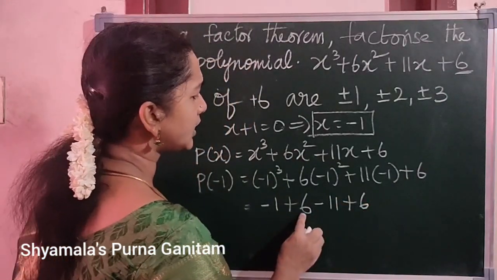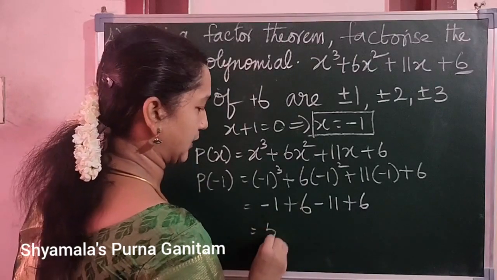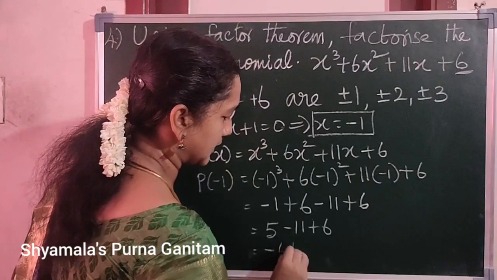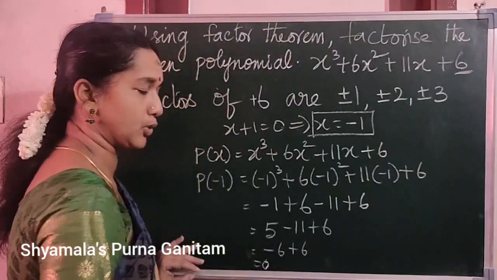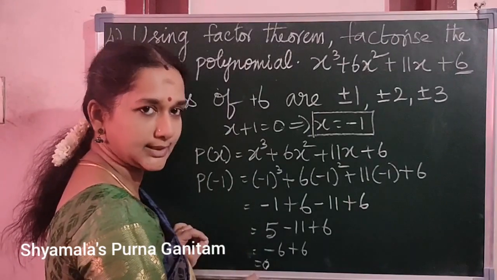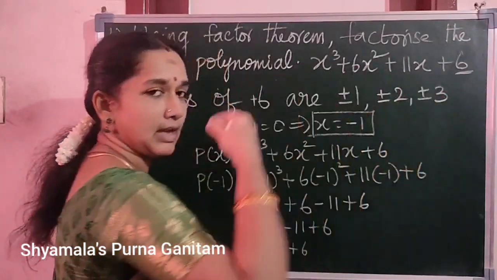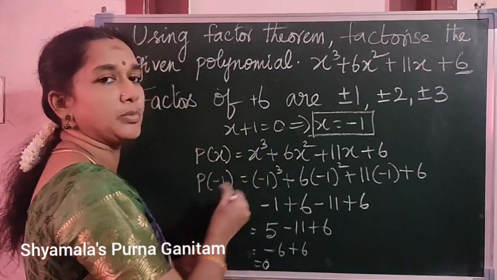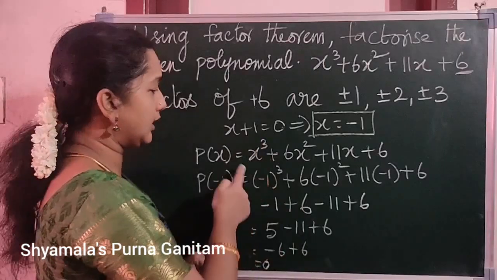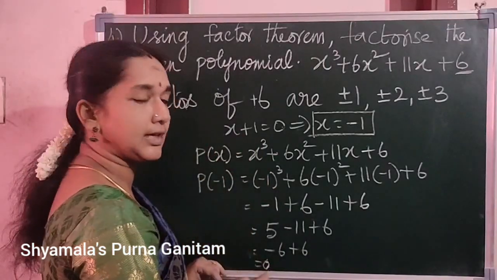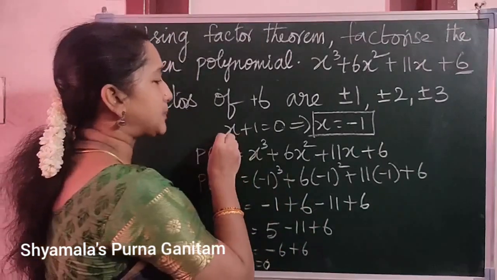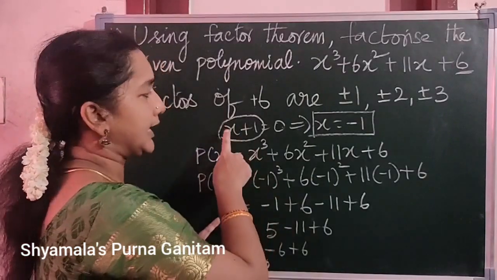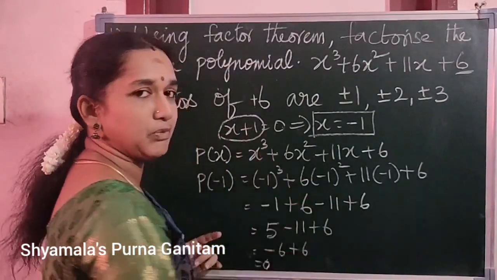So here minus 1 plus 6 is 5, plus 5 minus 11 plus 6. So 5 minus 11 is minus 6 plus 6. This is equal to 0. If I am not getting 0 as the remainder, those numbers are not factors. So one by one you have to substitute in this given polynomial and check whether you are getting 0. Here the first number when I substituted itself, I am getting 0 as the remainder. So x plus 1 is one factor for the given polynomial.